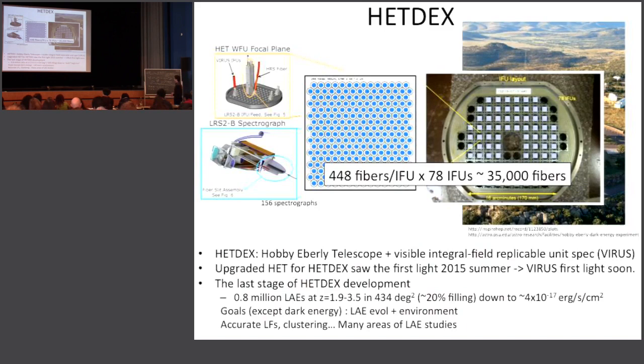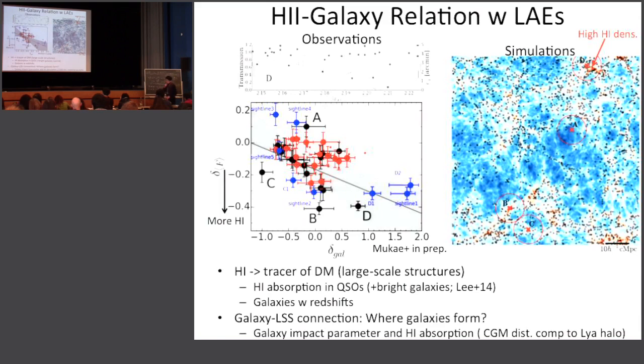And one of the interesting studies, I think, is to investigate the connection between the HI distribution and Lyman-alpha emitters. Of course, the sensitivity of HETDEX is not very good, but if you combine the known Sloan quasars and also the new HETDEX quasars, you can identify the HI distribution by the absorption feature, as carried out by KGV 2014.